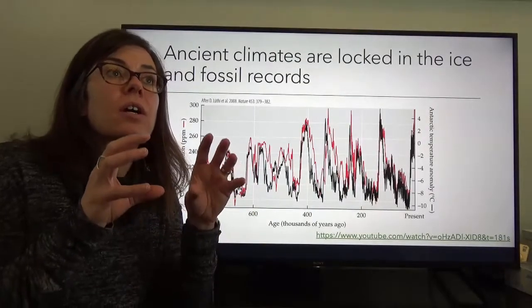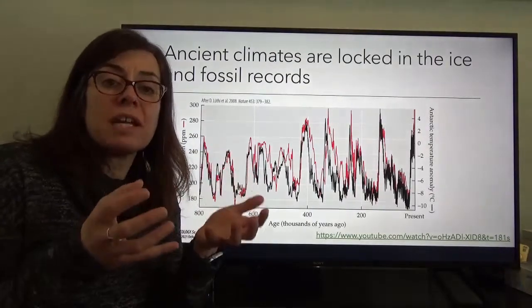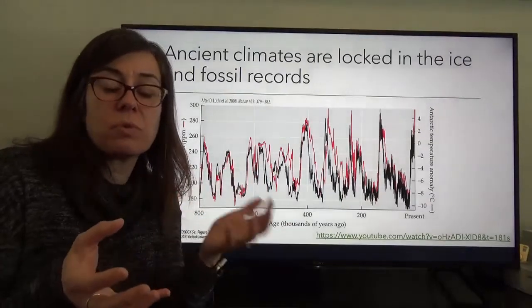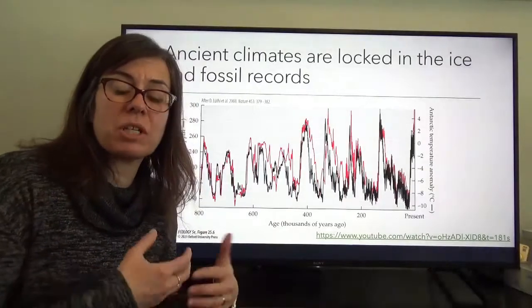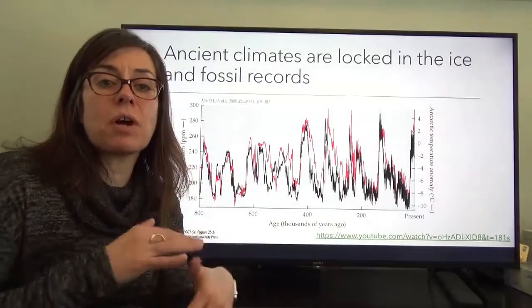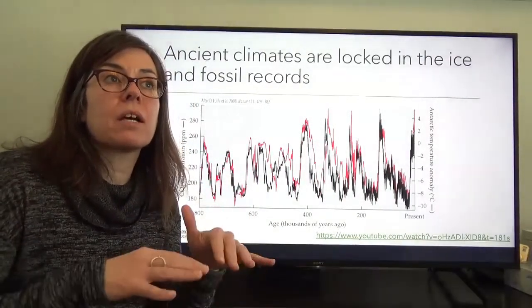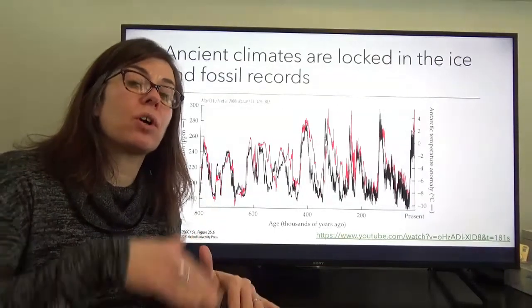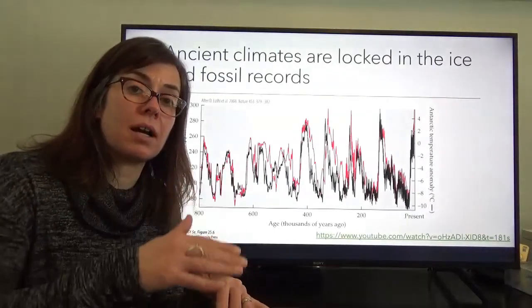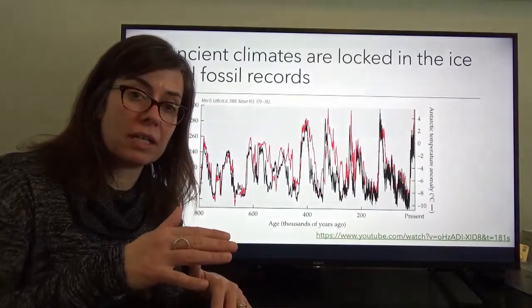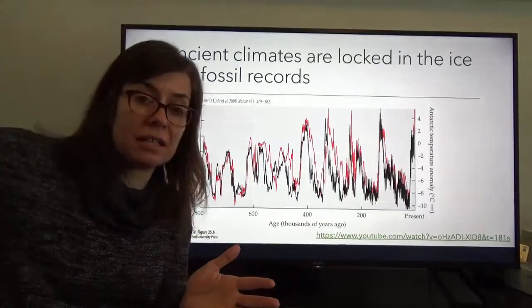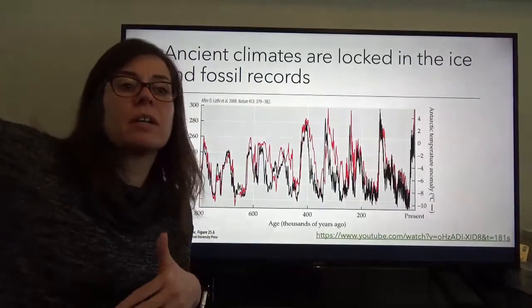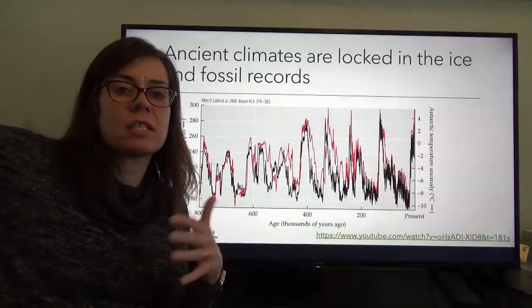And depending on the temperature of the planet, the ratio of O18 to O16 in ice cores and in sediment cores from the ocean varies in response to the fact that, first of all, O16 evaporates more readily than O18, and so it gets carried up to the ice sheets.